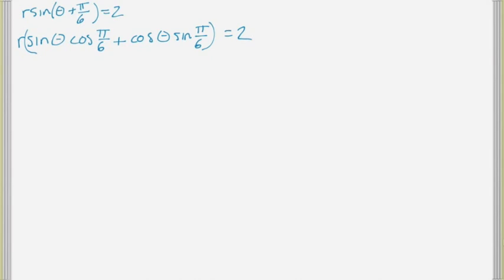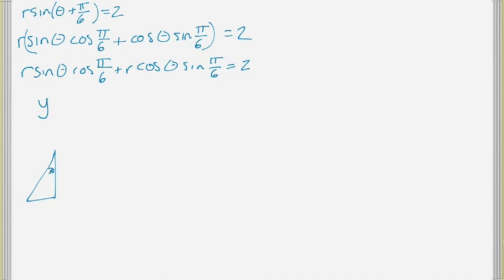So then I've got an r out front of this whole thing, so I can distribute that. R sine theta becomes y. Cosine of pi over 6 is 30 degree cosine, square root of 3 over 2. R cosine theta becomes x. Sine of 30 or pi over 6 is 1/2. And so we could solve this thing for y, but it's going to be a linear equation.